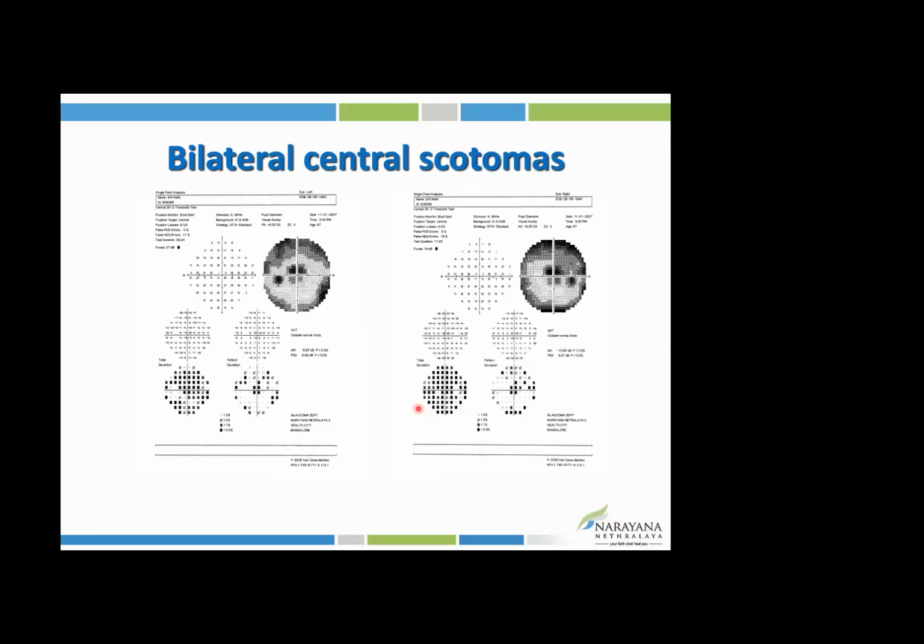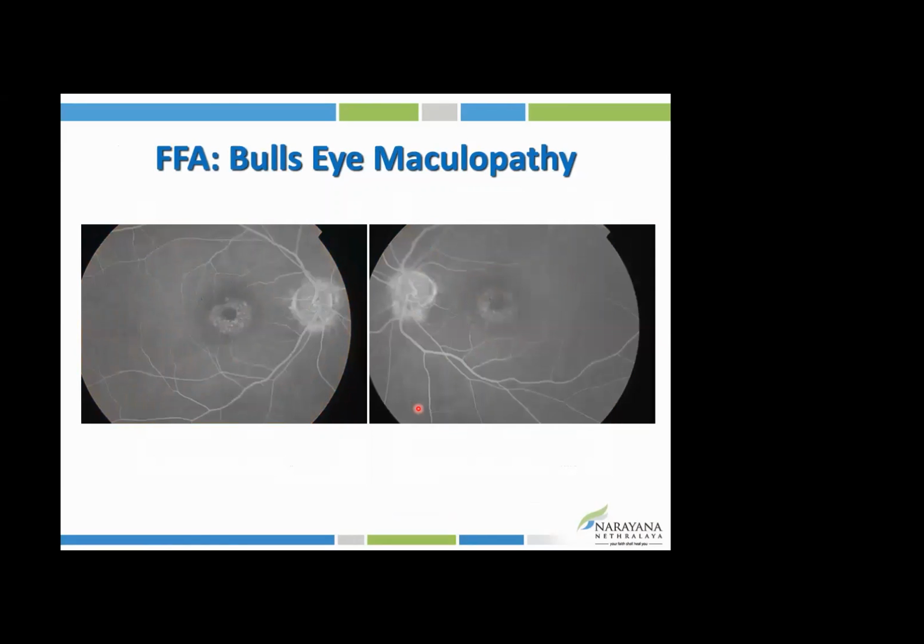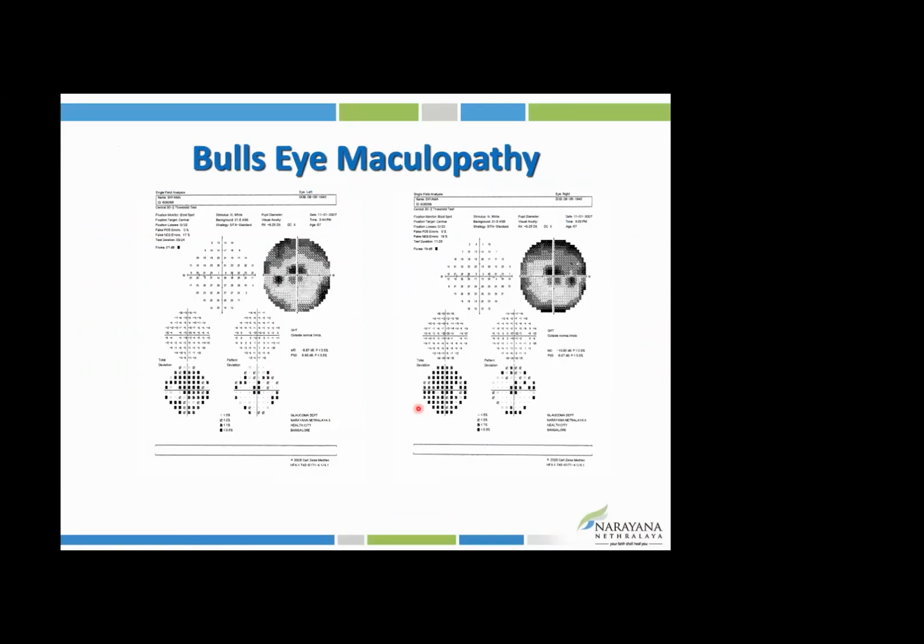Then case 5, as you can see here, there are central scotomas happening in both eyes. But remember, they are not respecting the vertical meridian. That means we have to go more anteriorly, look at the optic nerves, look at the retina. And when you look carefully, you are seeing temporal pallor in both the eyes and also macular lesions. And FFA will give you the diagnosis.